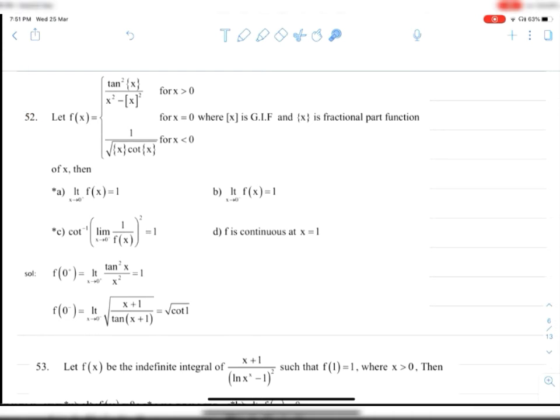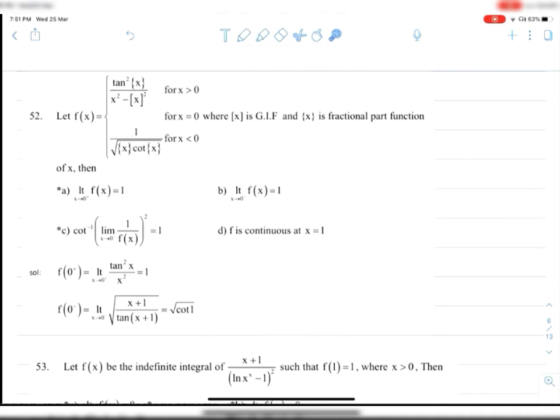We'll go for question number 52. Let f of x be equal to tan square of fractional part of x by x square minus integer part of x square, for x greater than 0. For x equal to 0, something is missing here, it should be 0. Anyway, he's not asking about continuity at 0 here, so we don't need to go for it. For x less than 0, the value is 1 by root over fractional part of x, where the integer part and fractional part are denoted here.